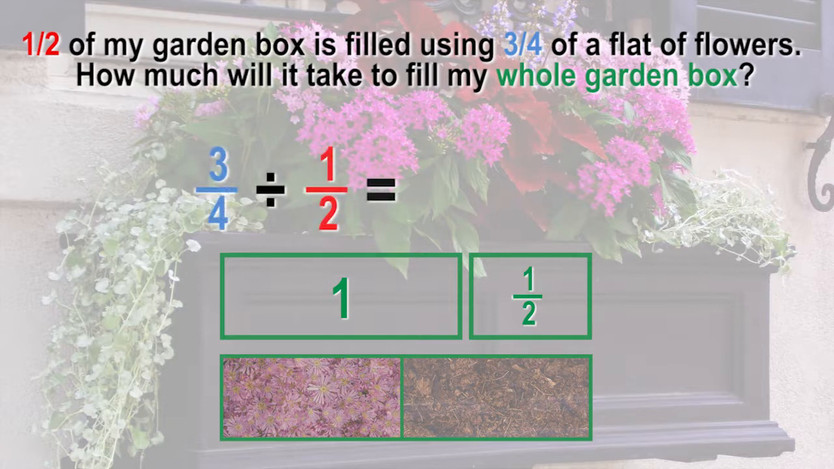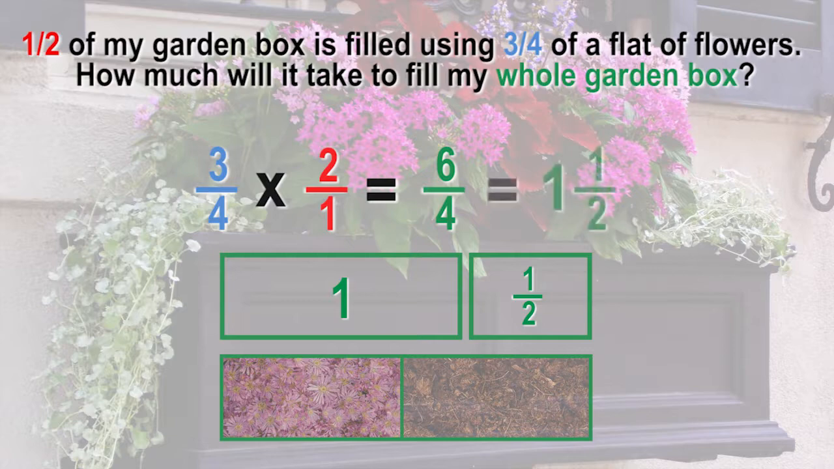We can check our answer with multiplication. We will multiply 3/4 by the inverse of 1/2, which is 2. 3 times 2 equals 6, and 4 times 1 equals 4. The answer is 6/4, which is equivalent to 1 and 1/2.